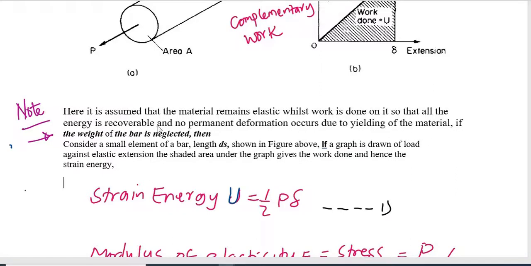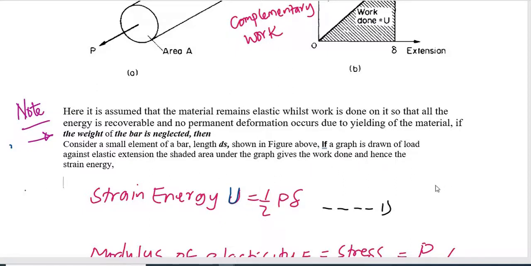Now, if the weight of the bar is neglected, let us consider a small element of the bar, length δs, shown in the figure above. If the graph of load against elastic extension is plotted, then the shaded area under the graph is the one that will give us the work done, and therefore the strain energy.